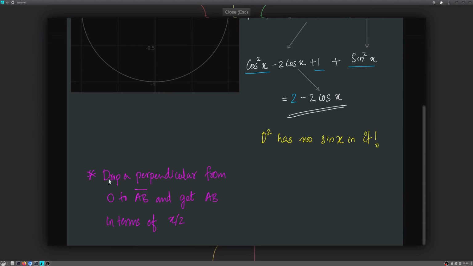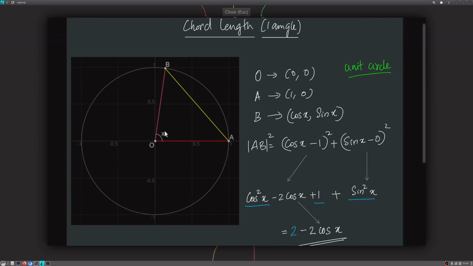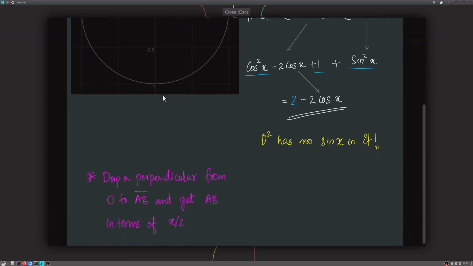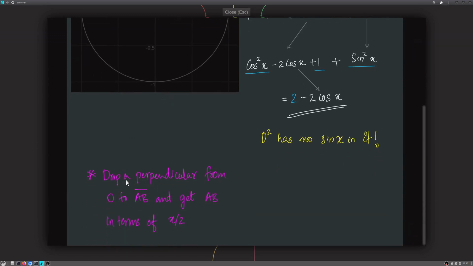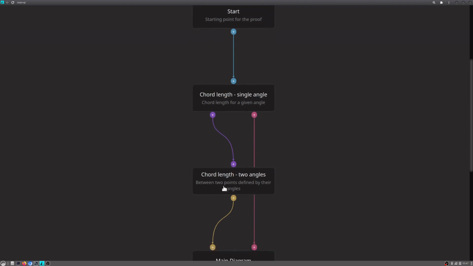Now, this is on a side note, this is not part of the proof. We could drop a perpendicular from origin to this AB, and it will cut this AB into two equal pieces. And based on that, we can see that one of the halves is just sine x by 2, I believe, and then the total length would be something like 2 sine x by 2 or something. I could be wrong, just do the basic calculation and you will get the result. That's what I have mentioned here, but it's not part of the proof. So we had one angle and we got the result. Now let's go for two angles.